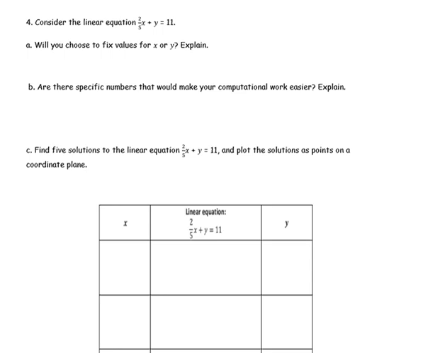So question A, will you choose to fix the values for x or y? We will fix it for x because x has a fraction coefficient. Are there specific numbers that would make your computational work easier? Definitely. When we look at the denominator, we know that we're going to need to multiply that with a whole number, for example, 2/5 times 5. That would be multiplying by 5 over 1.